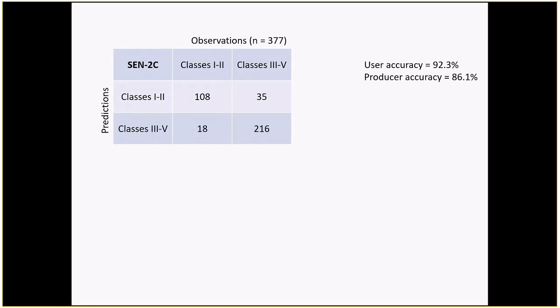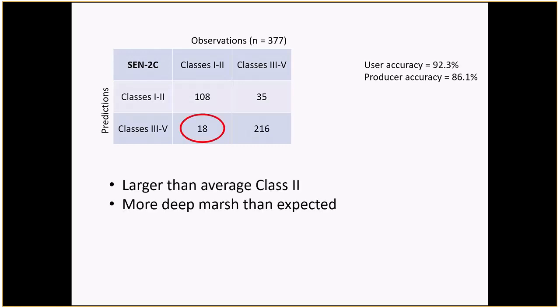The model thinks that they're in fact class 1 or 2, and then on the flip side, for classes 1 and 2, 108 were correctly predicted, and 18 have been incorrectly predicted. Again, it's those 18 that we're a little bit concerned about because that's where we see the potential for disagreement. And so if we delve into the details of those specific wetlands, what we see is that the model tends to misclassify when you've got a class 2 wetland that is larger than average.